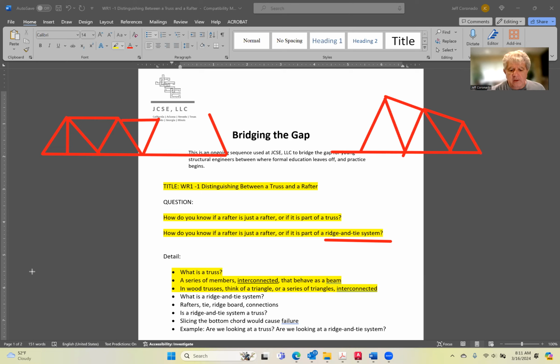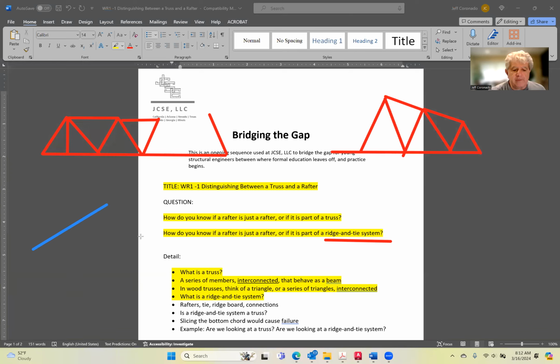All right. So in a ridge and tie system, let me highlight this so that I can say we've covered this, because now let's talk about the elements of a ridge and tie system. So in a ridge and tie system, we have a rafter, or we have really two rafters. So let me use blue.